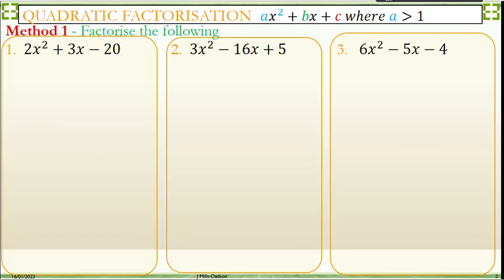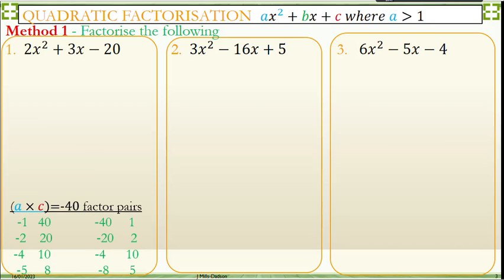There are two methods that I'm going to explain. The first method goes like this. You have to always multiply the coefficient of x squared by the constant, and that number is what you list the factor pairs for. So previously you might be doing minus 20 factor pairs. No, it's 2 times negative 20, so you're listing the factors for negative 40. Now once you've done that, pick a pair that will add up to make positive 3.